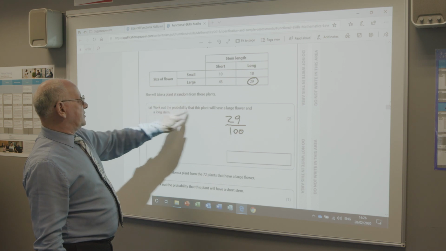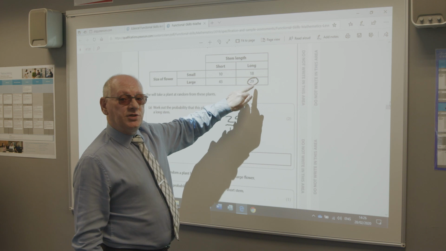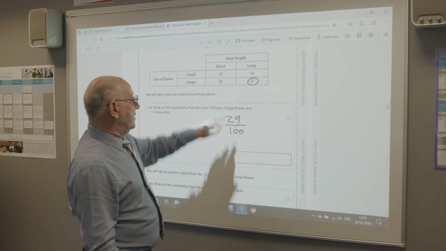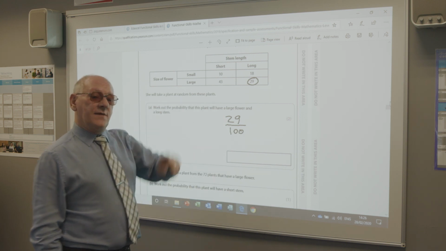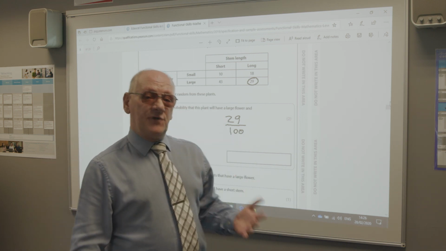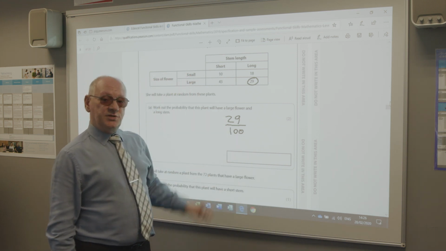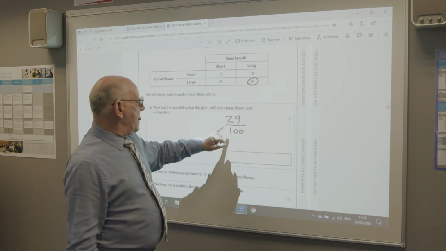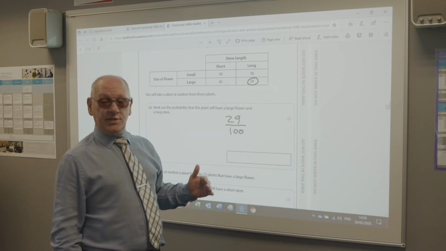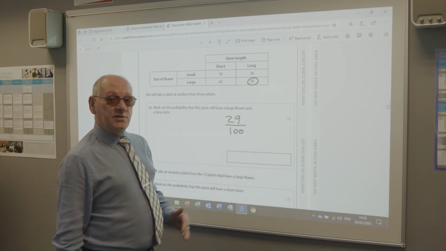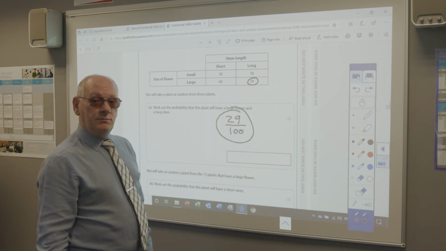What's the probability that she takes out a large flower and a long stem? There's only 29 that she could pick. There's 100 altogether. So she could pick any one of 29 out of 100. Now then, again, thinking back to fractions, if you could cancel that down to its simplest form. But there are no numbers that will go into 29 and 100, so you can't cancel it down. So it stays as it is. And that's your answer. 29 out of 100.